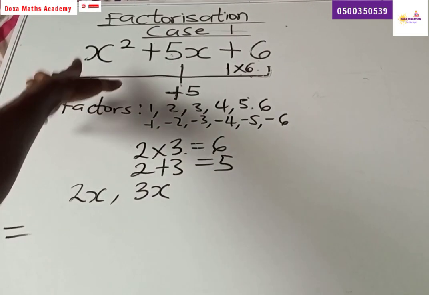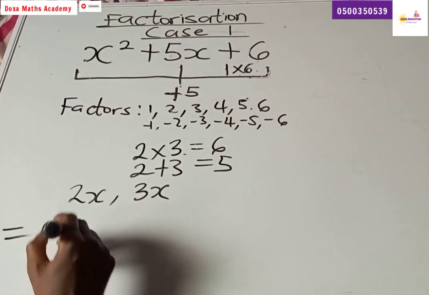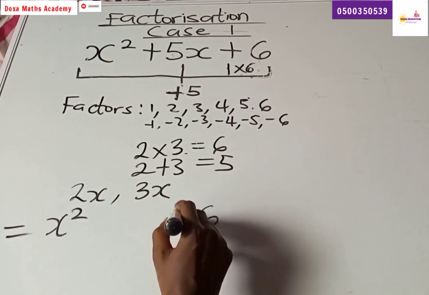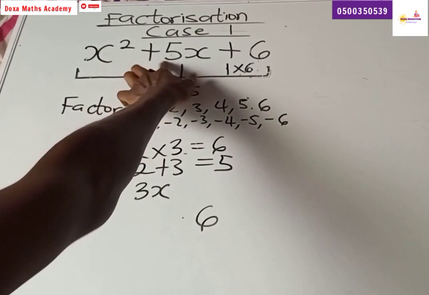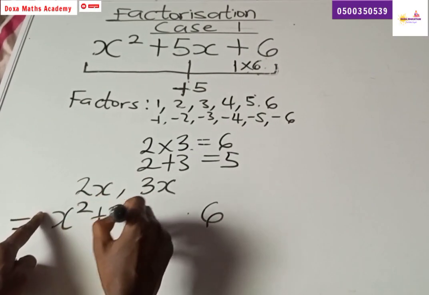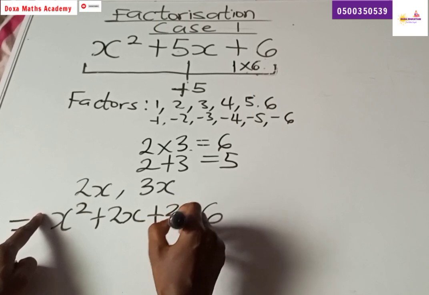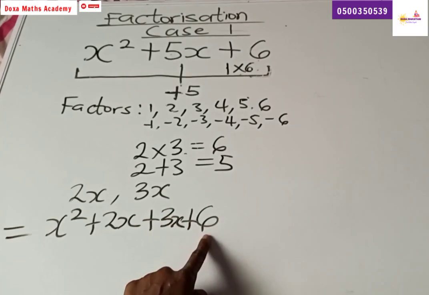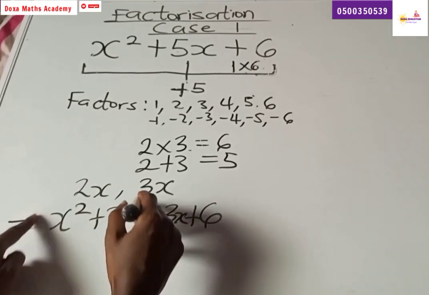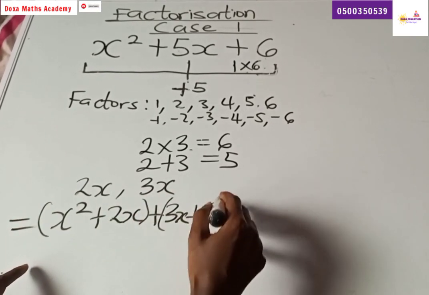Now we maintain the first term and the last term. So we maintain the x squared, and then we maintain our 6. Then replace the middle term, the 5x, with them. So it's going to be, because they are positive, positive 2x plus 3x, then plus your 6, as you see over there. Then you see there are 4 terms, 1, 2, 3, 4. You group them, every 2 into brackets.